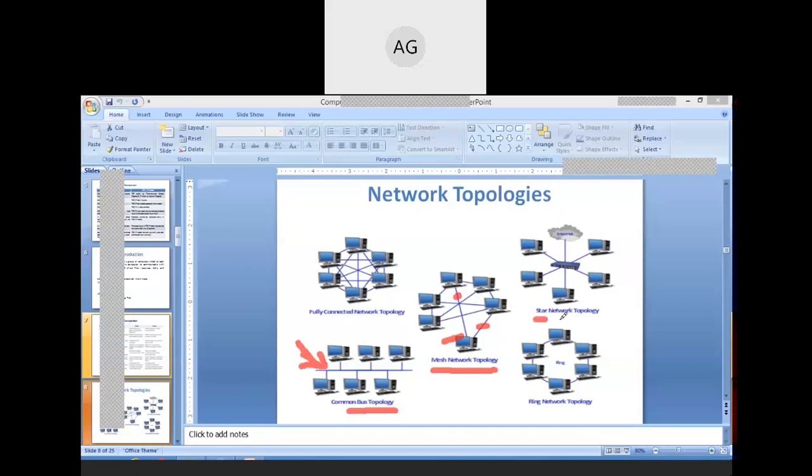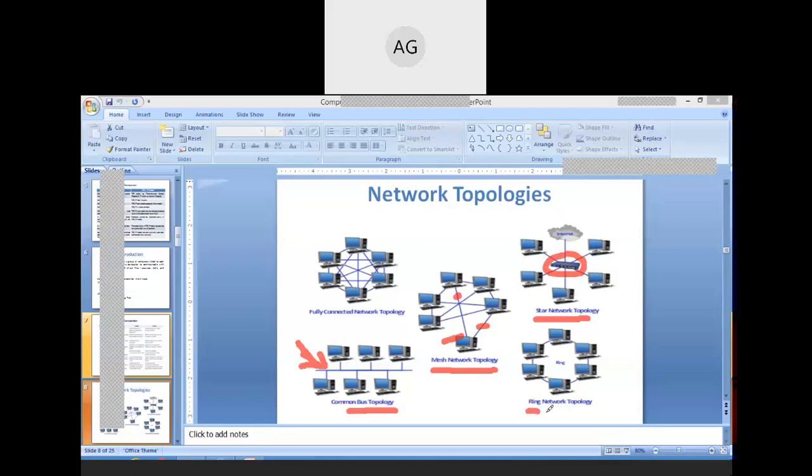Then comes the star network topology. So here a common hub or router is there to connect all the systems. This is the type where the server is there and all the clients are connected through this server. So this type of topology is called the star topology.